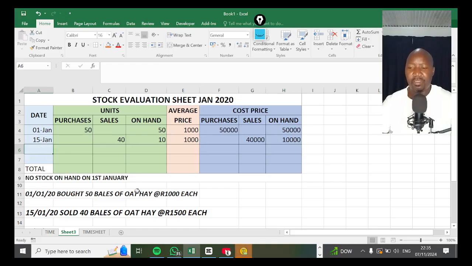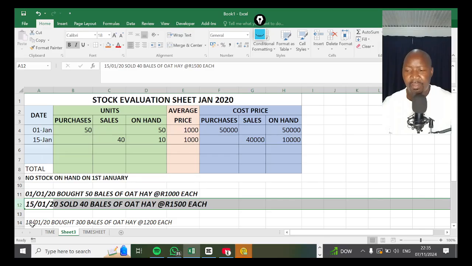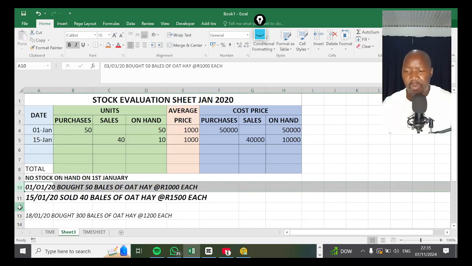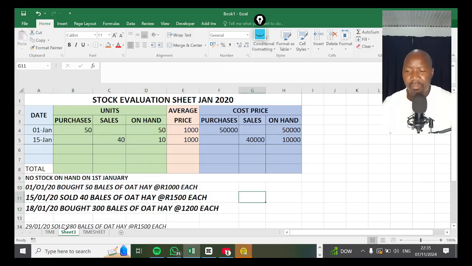Now we move to the next transaction, and the next transaction is on the 18th. Let's see what happened on the 18th. On the 18th, I put the date, 18 January 01, tab. What happened? We bought 300 bales. Check this one here, which is very, very important.